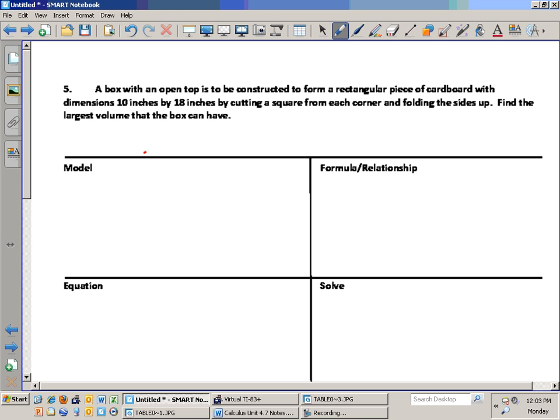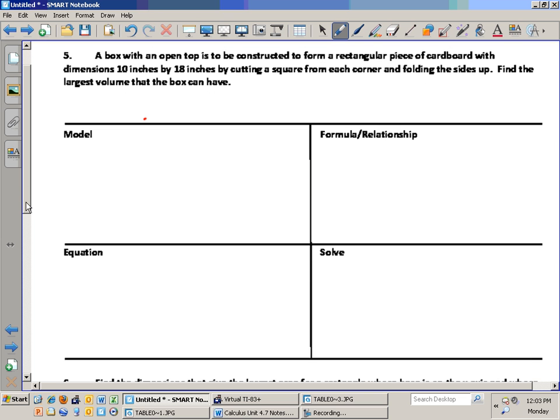A box with an open top is to be constructed from a rectangular piece of cardboard with dimensions 10 by 18 by cutting a square from each corner and folding the sides up. Find the largest volume that a box can have.